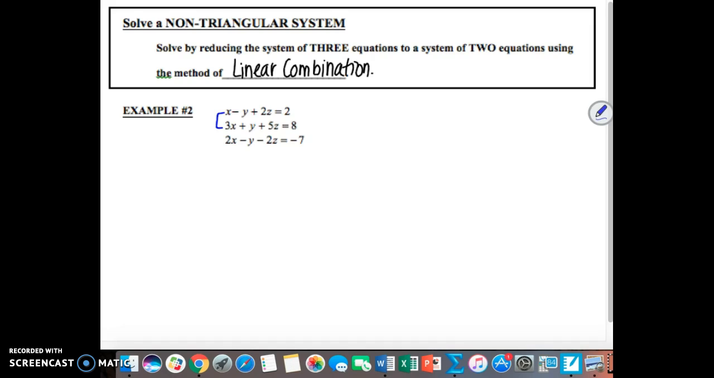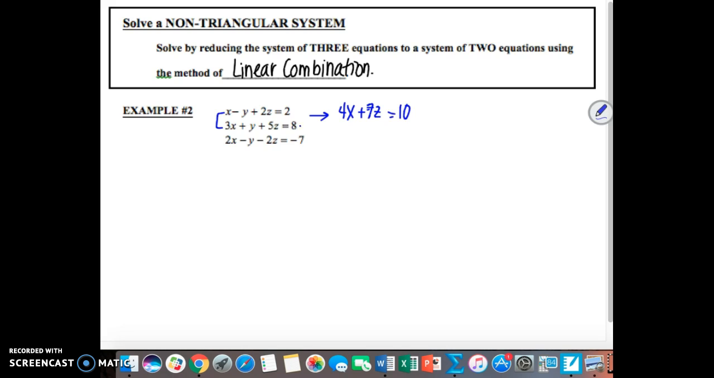So looking at the first and second equation, if we add those two together, we would get rid of the x variable. So adding those two together, we have x plus 3x, which is 4x. Negative y plus y, we don't have a y term. And then 2z plus 5z is 7z. So we have 4x plus 7z equals, then 2 plus 8 is 10.